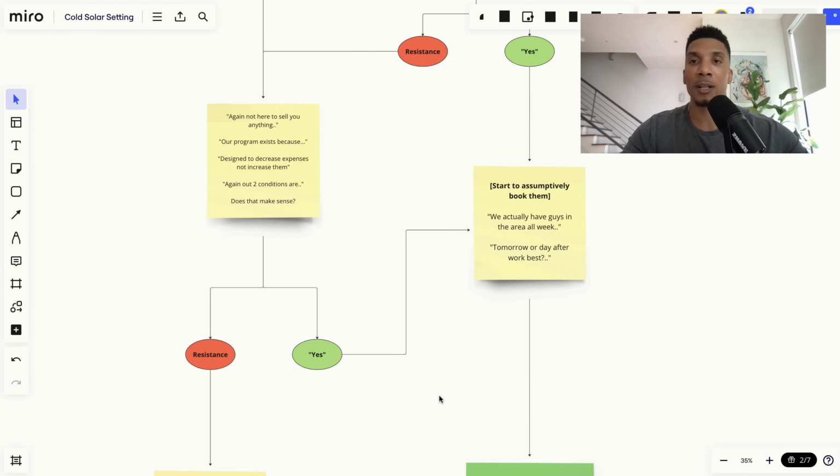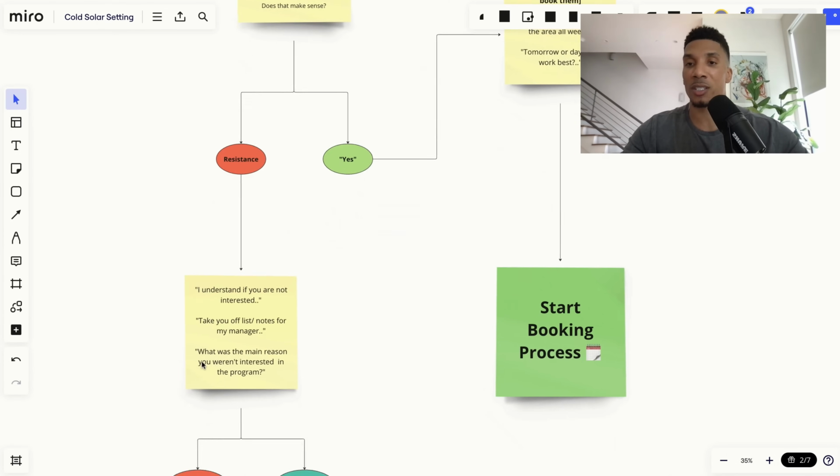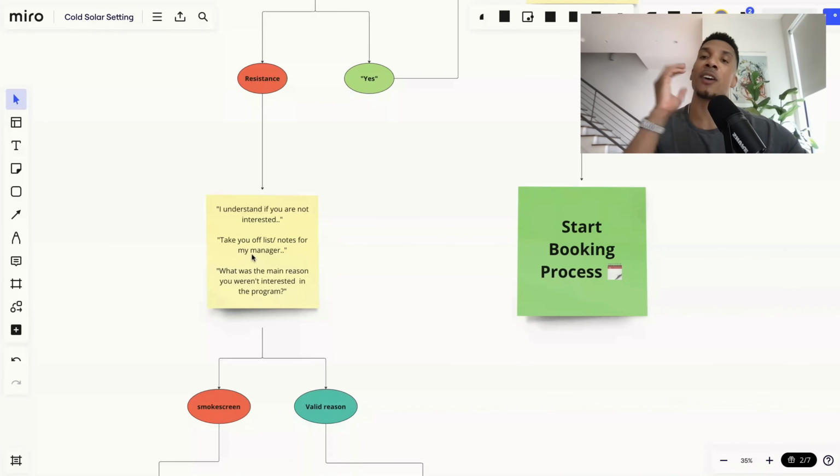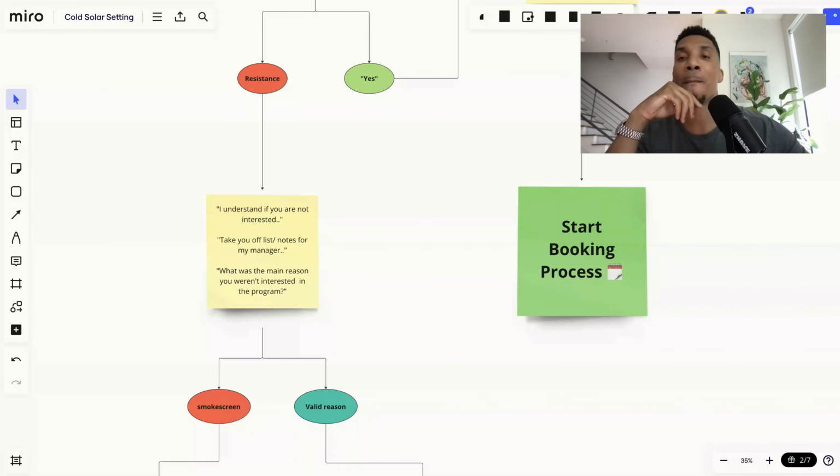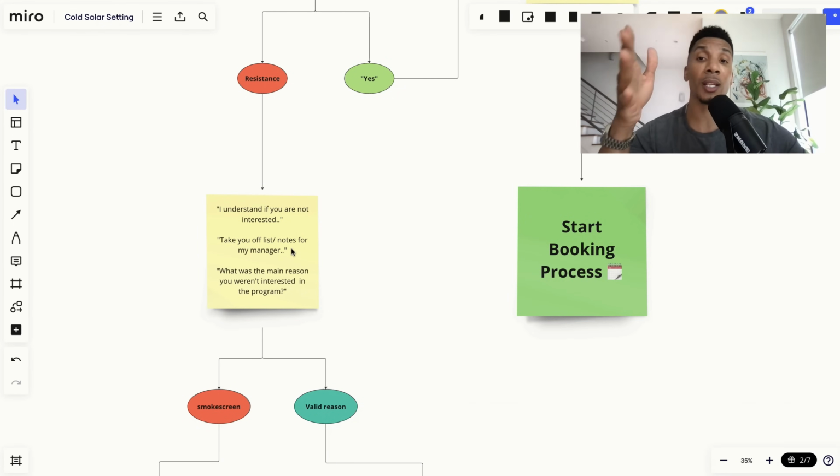We pop right back up here. But let's assume they don't say yes to this and we get more resistance. At this point, we're going to go to kind of our last-ditch effort, which is my leads list, take you off my list, objection handling techniques for phone sales, which goes along something along the lines of this.